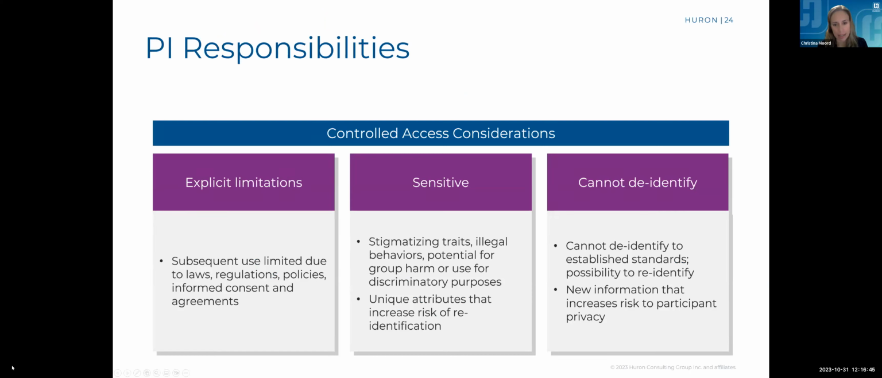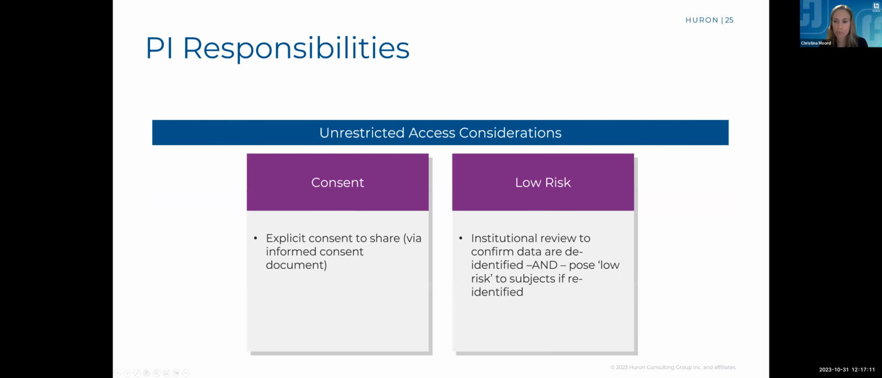Data submitted with controlled access means data requesters must verify their identity and the appropriateness of their proposed research use to access protected data. NIH encourages consideration of keeping shared data controlled due to the re-identifiability concerns with emerging technologies. Additionally, explicit limitations require controlled access, as would data stigmatizing or sensitive in nature, or where there is a possibility to re-identify. On the other hand, unrestricted access data is publicly available. Where explicit consent has been obtained and the institution has confirmed data are de-identified and pose low risk to subjects if re-identified, they may be publicly shared.